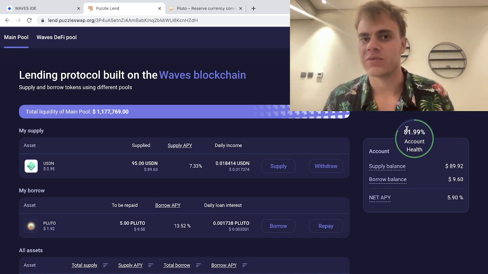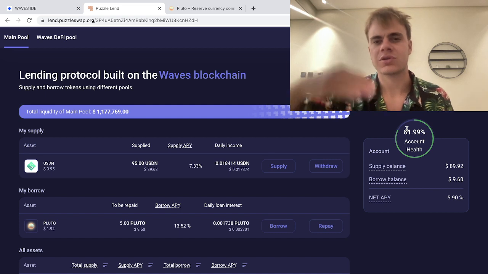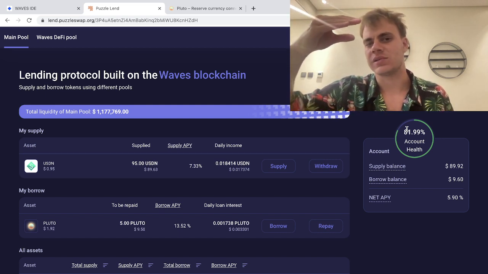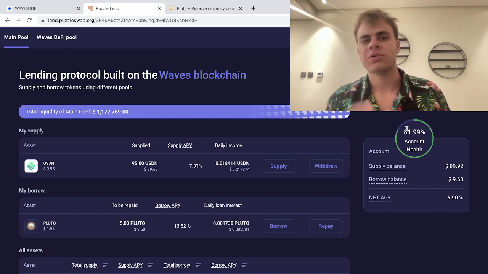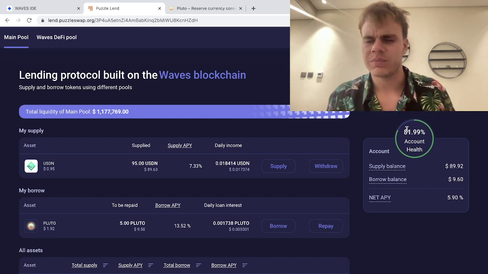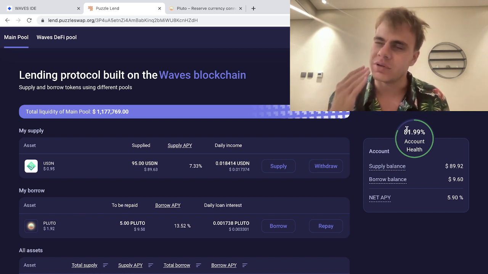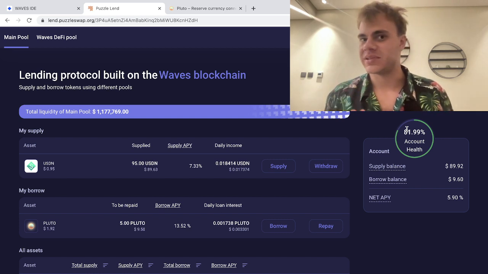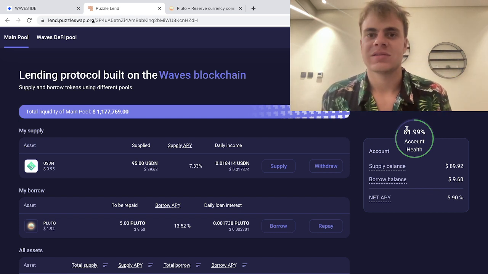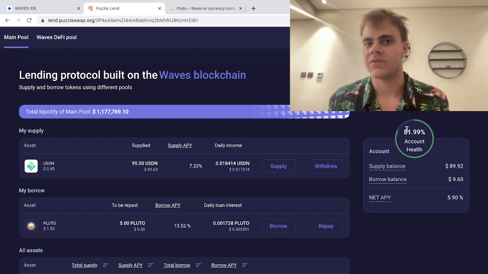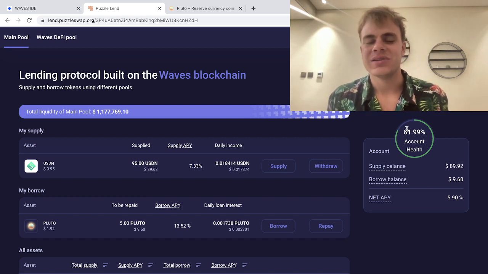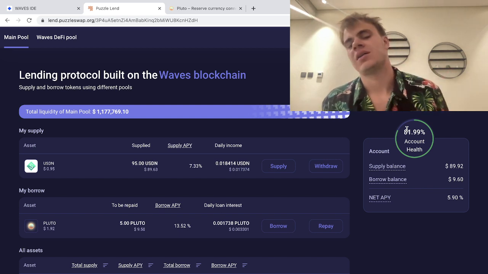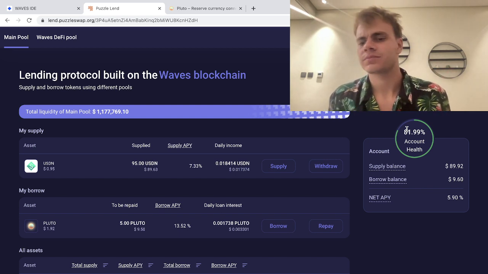So that's why if, for example, the Pluto price starts growing, my account health will start falling. So I recommend borrowing not more than 50% of your account health. You really should have at least 20%, like all the time. It's safe enough. And always look at the price of the token you borrow. If it starts growing, you had better immediately bring your money back and avoid liquidation.